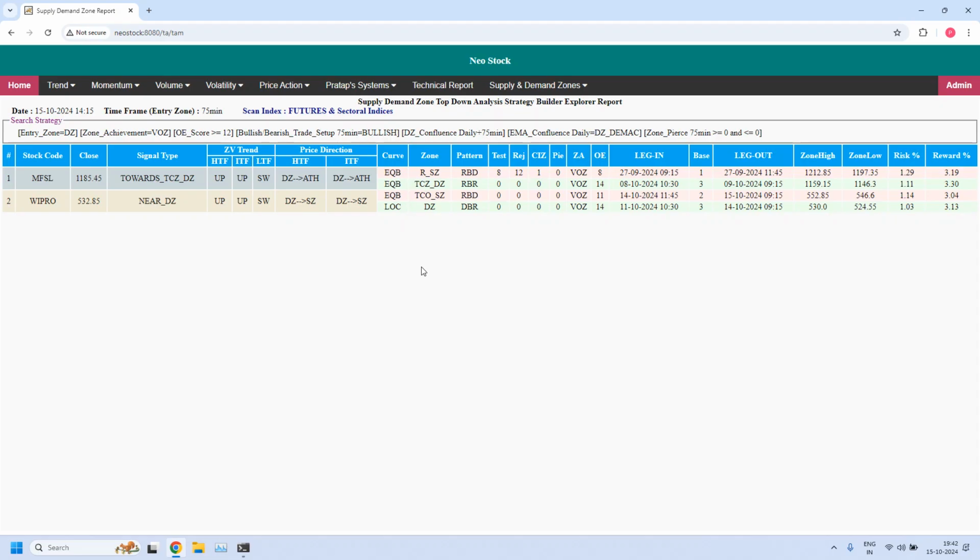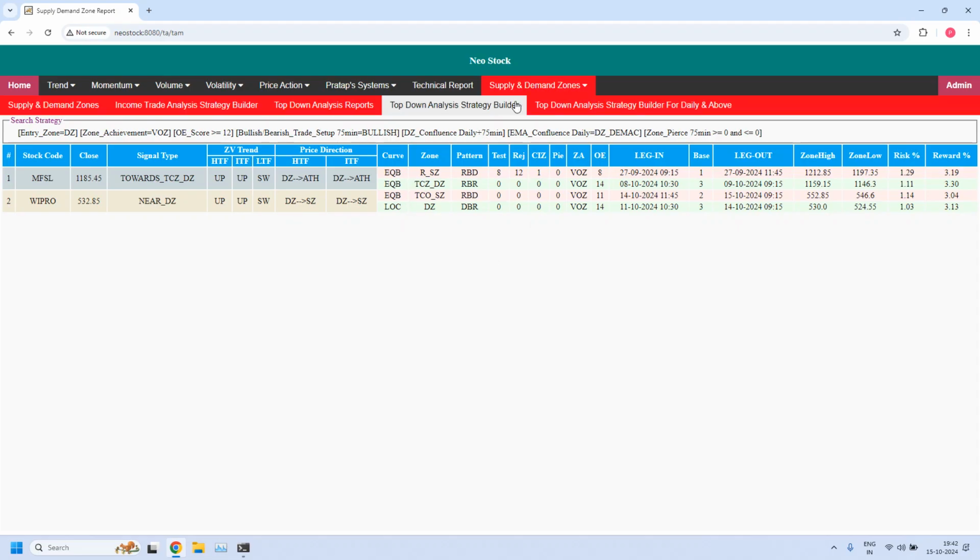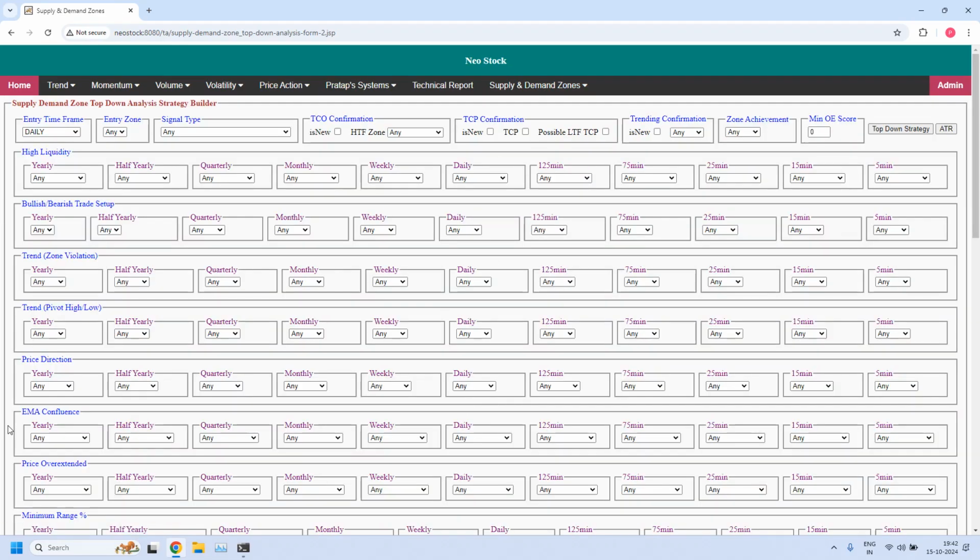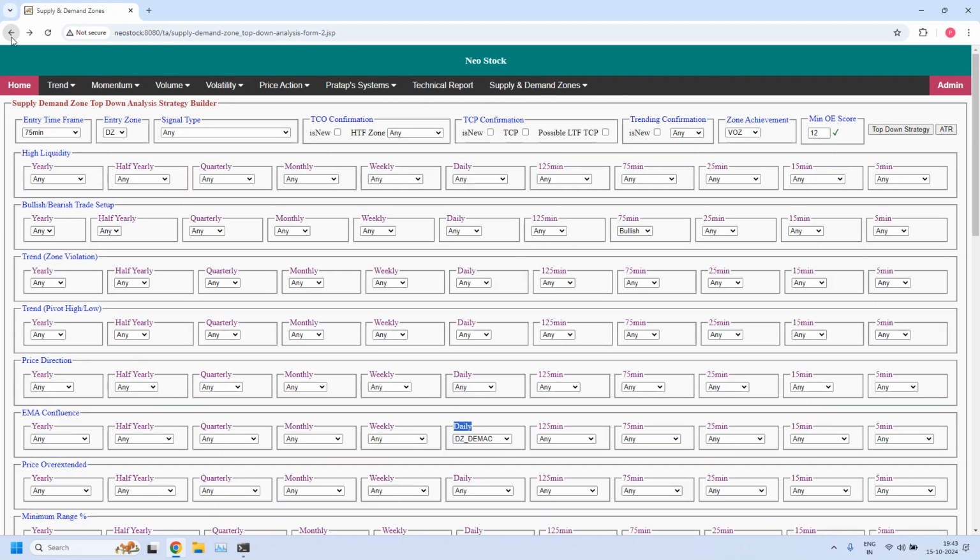Okay, next let us look for LTF, ITF, HTF confluence. For weekly income trade, LTF, ITF, HTF confluence. First we need to remove this EMA filter. Sorry. I removed the EMA filter.